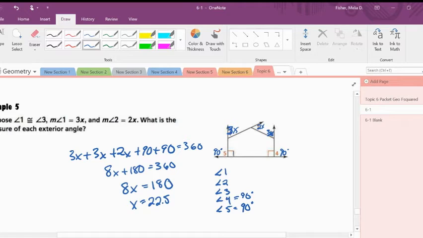And to get angle 1, we need to do 3 times 22.5, which equals 67.5 degrees. And we know that angle 1 was the same as angle 3, so that's 67.5. And angle 2 was 2x, which is 2 times 22.5, which equals 45 degrees.